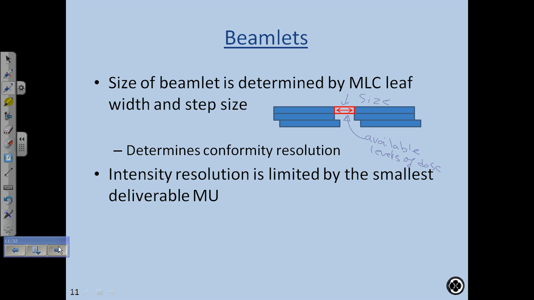If you do QA on the LINAC and you do MU linearity, it looks like this. This is MU, and this is dose per MU. What you want is that as your MU increases, your dose per MU should be constant. It should be a straight line. If you deliver 100 MU, you should always get 1 cGy per MU, for example. If you deliver 100 MU, you should get 100 cGy.